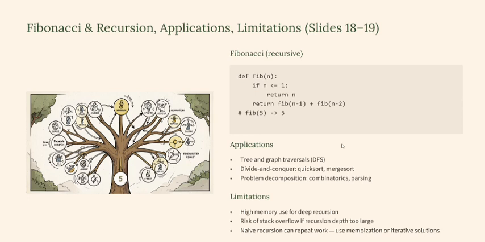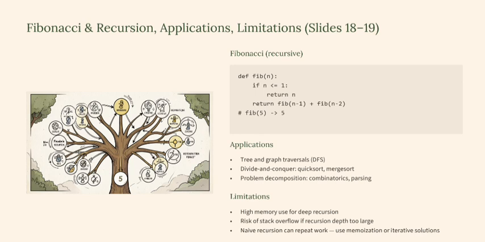Okay, so another famous example of recursion is the Fibonacci sequence. The Fibonacci sequence is 0, 1, 1, 2, 3, 5, 8. Each number is the sum of the previous two numbers. The recursive formula is Fibonacci n equals Fibonacci n minus 1 plus Fibonacci n minus 2. The base conditions are if n is 0, return 0; if n is 1, return 1.